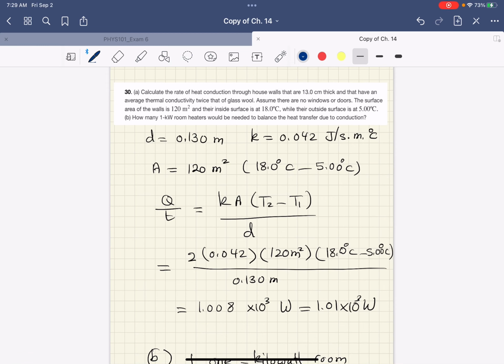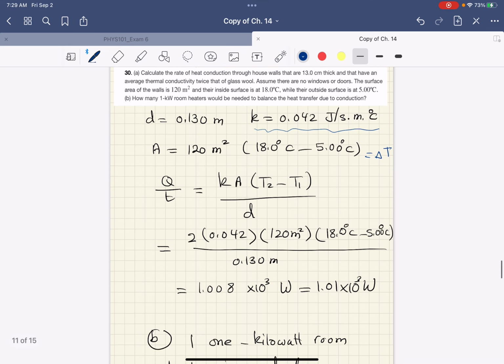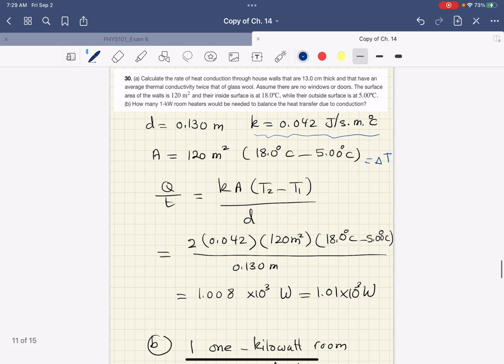Then here I have D, 13 centimeters. I need to convert this into meters. k is the thermal conductivity. Usually this is either going to be given to you or a table is going to be given to you. A is 120, and this is delta T. And then I plug in my numbers, and I get 1.008 times 10 to the 3 watts.